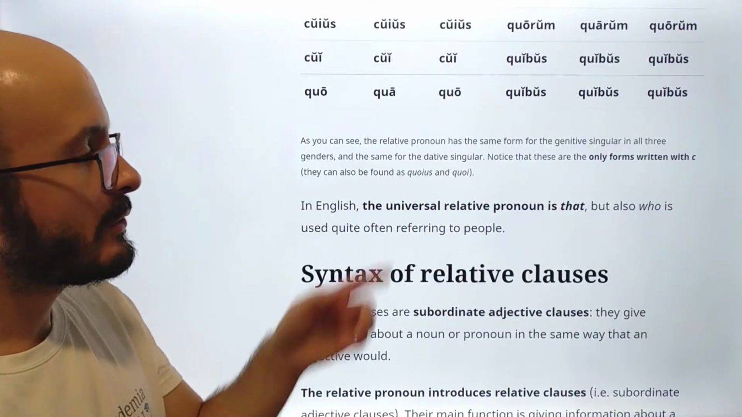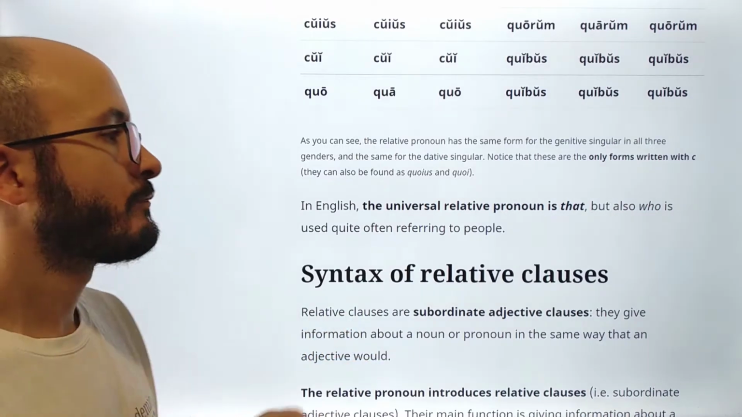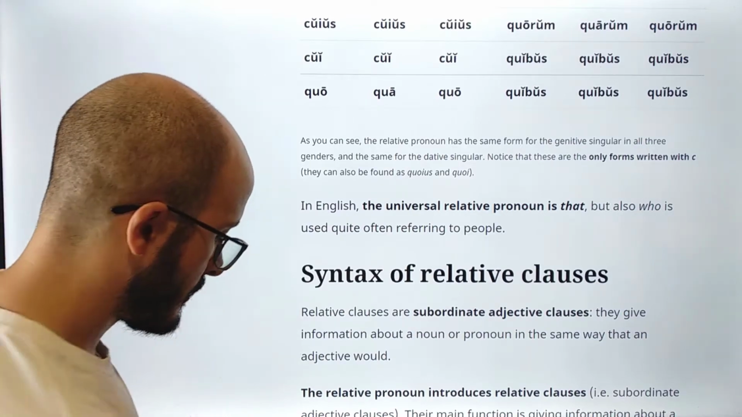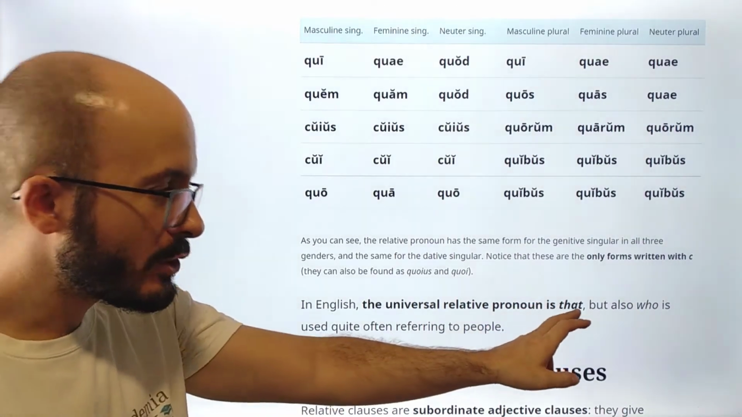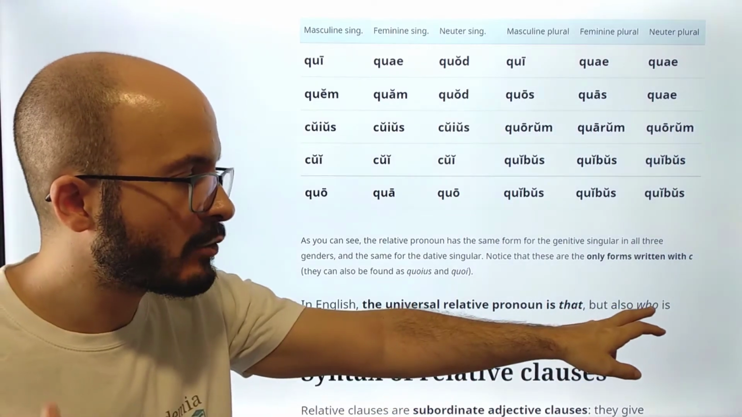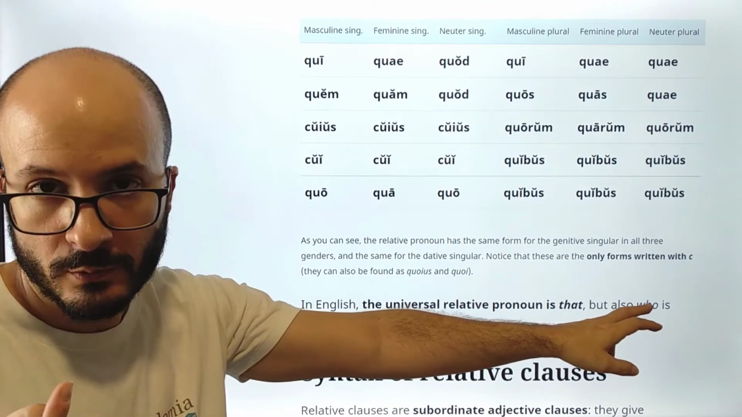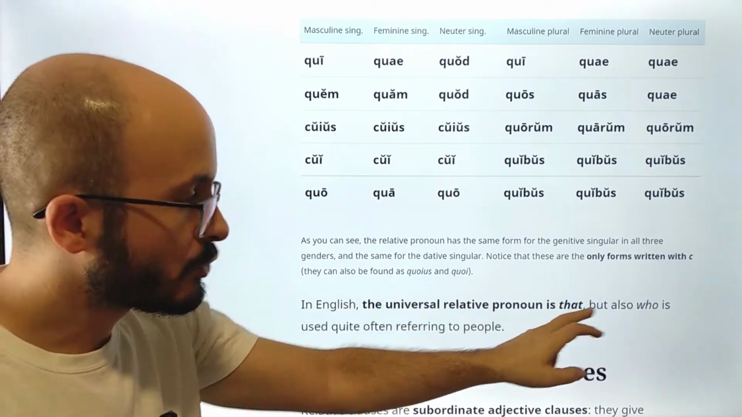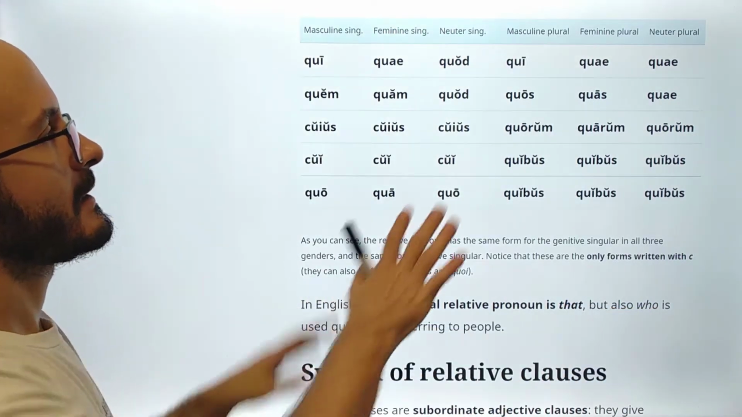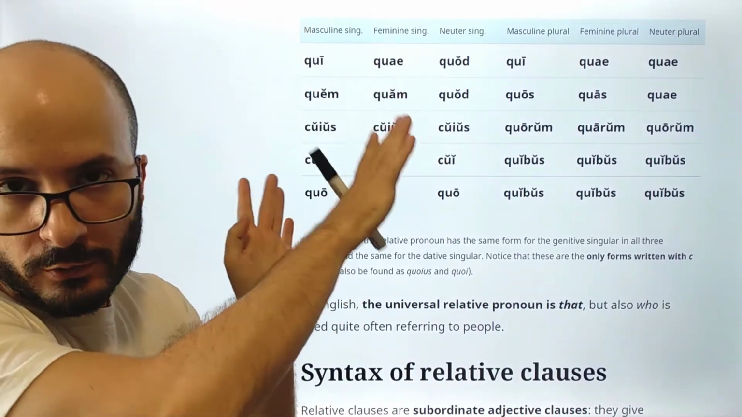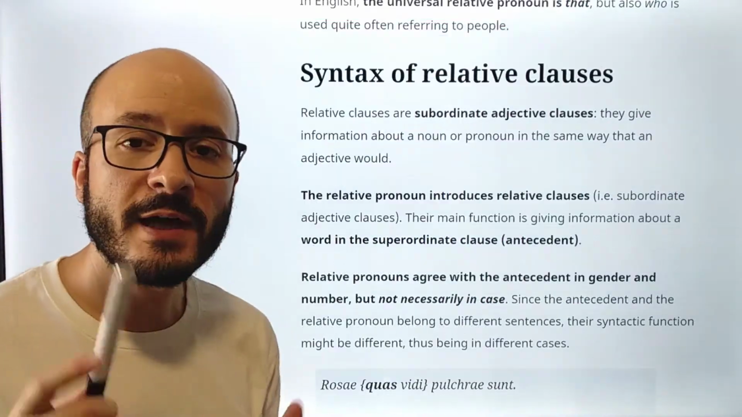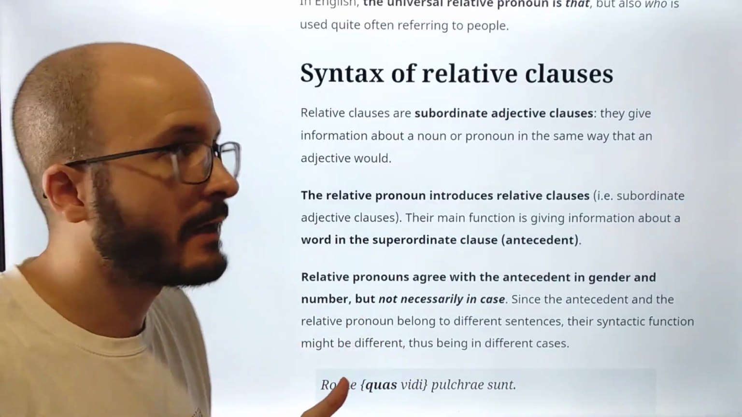Then in English, the universal relative pronoun is that, but who is also used quite often when referring to people. In English, you can use that for everything, it's universal, but who is quite frequent when you are referring to people. So there are different pronouns, of course, whom, whose, etc. But in Latin, it's always qui, quae, quod. It's with all these forms, but it's always the same pronoun. So that was the table. You just have to learn it by heart, as usual.